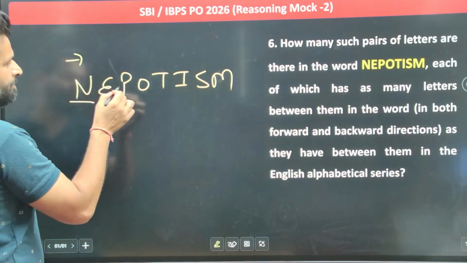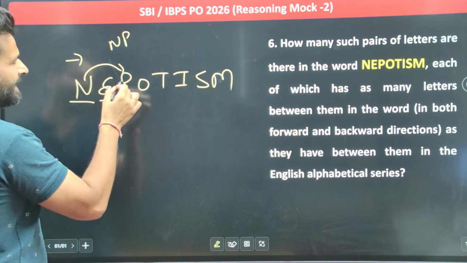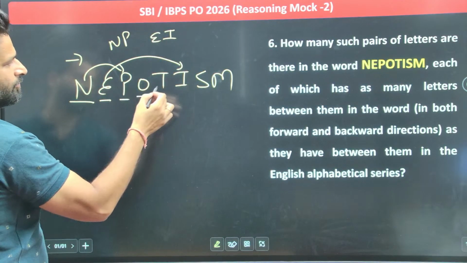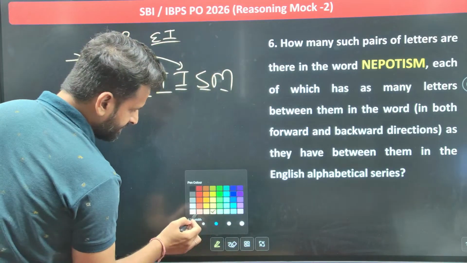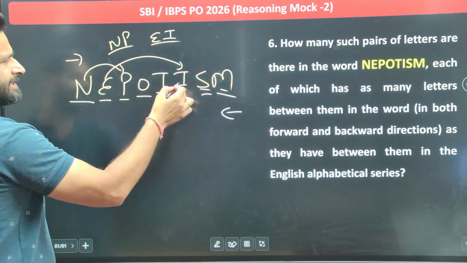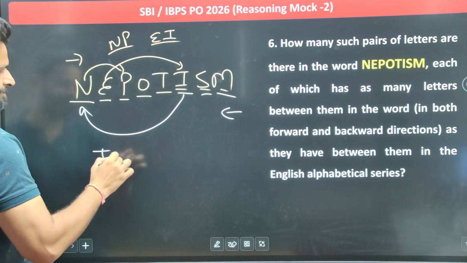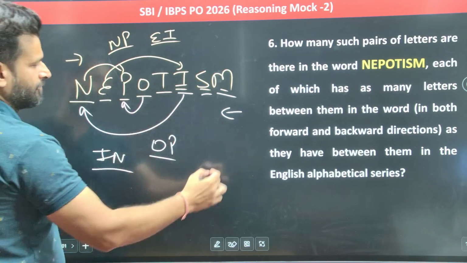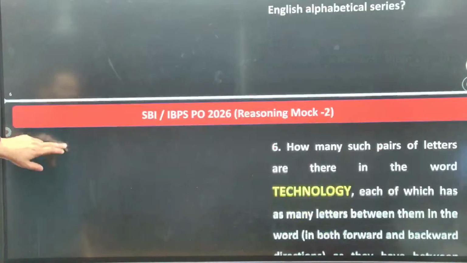Forward direction: N, O, P; N, O, P, Q, R, S, T, U, V; E, F, G, H, I; E से I, J, K नहीं है; P, O; O से P, Q, R, S, T, U, V नहीं नहीं नहीं. In forward we have two pairs. Can I solve this directly? Reverse: M, N, O, P, Q, R, S, T; S, T, U, V, W; I, J, K, L, M, N; I to N; T से U, V, W; O, P; L, M, N, O, P. 1, 2, 3, 4. 4 pairs. Answer will be 4. Done. Answer will be 4.